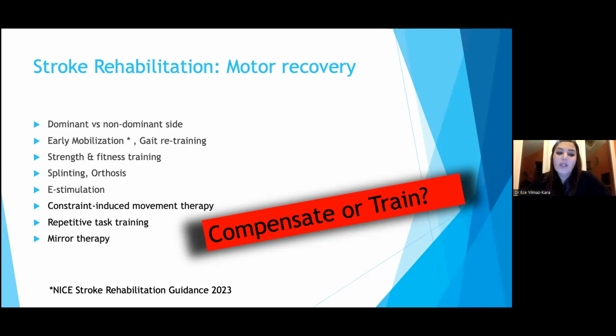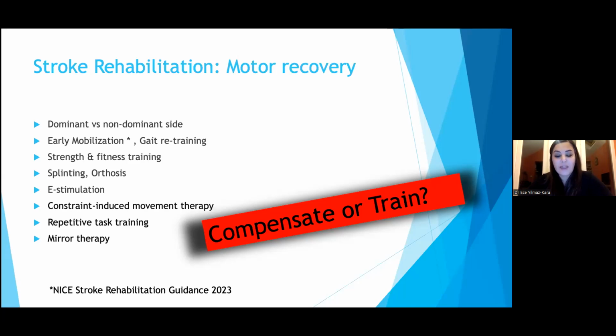So I think in the early stages, the research, usually based on functional MRI studies, shows that you should try to avoid compensation in early phases and try your training in the early phases. That would promote neuroplasticity more.